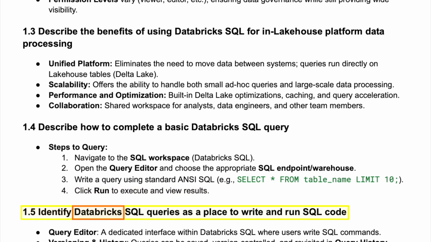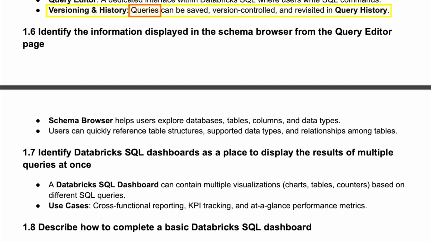1.5 Identify Databricks SQL queries as a place to write and run SQL code. Query editor: a dedicated interface within Databricks SQL where users write SQL commands. Versioning and history: queries can be saved, version controlled, and revisited in query history. 1.6 Identify the information displayed in the schema browser from the query editor page. The schema browser helps users explore databases, tables, columns, and data types. Users can quickly reference table structures, supported data types, and relationships among tables.